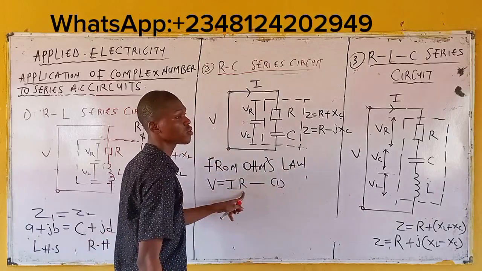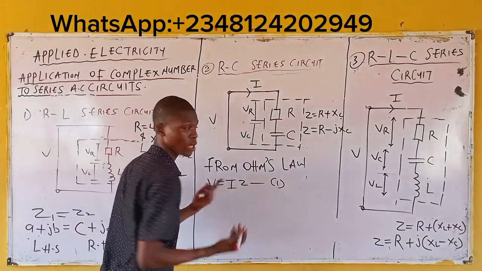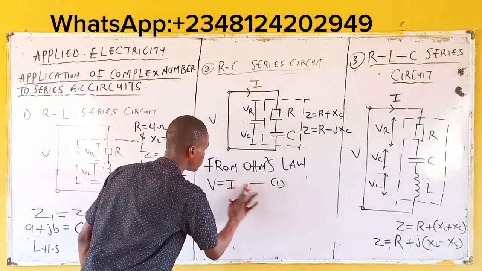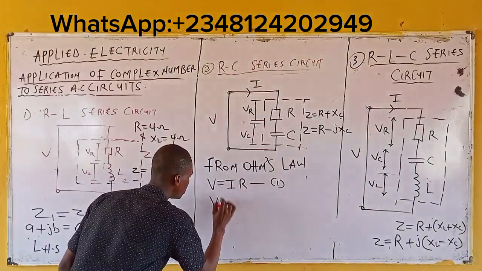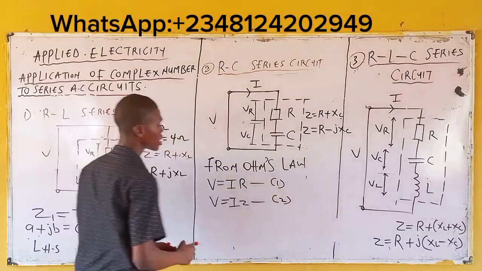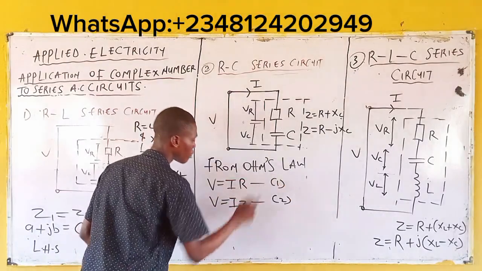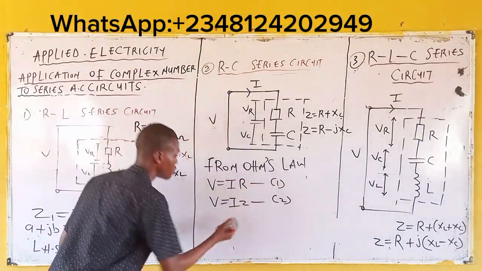Equation 1, in place of R, substitute what? Z, right? Impedance, you are using impedance. So we have V is equal to IZ. Call this equation 2. From equation 2, this is the formula for voltage, right?